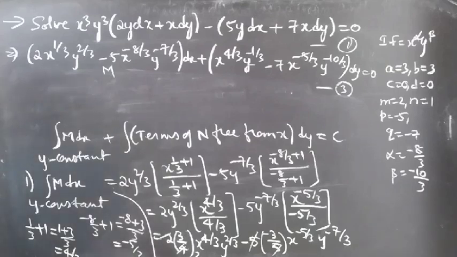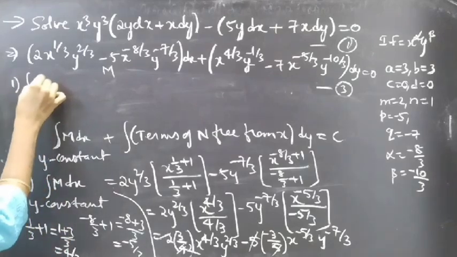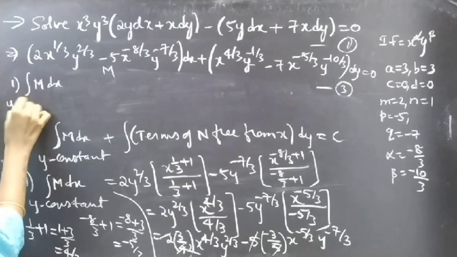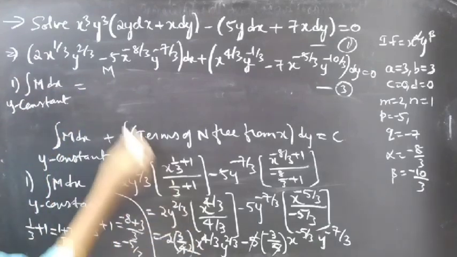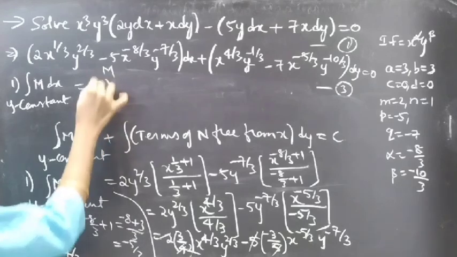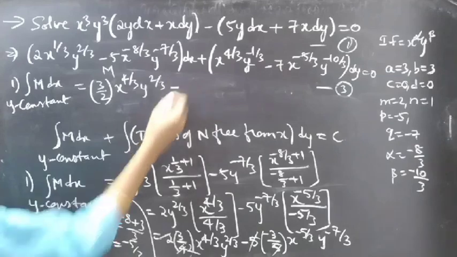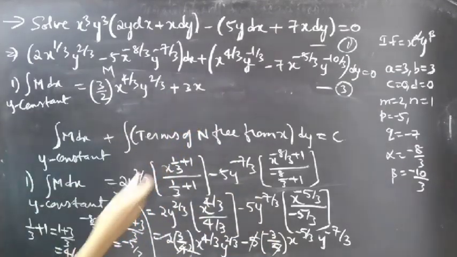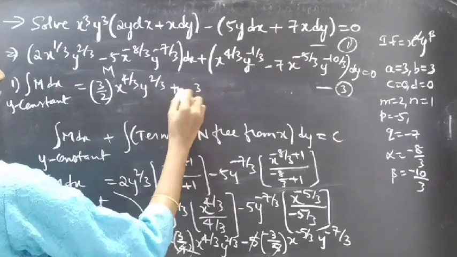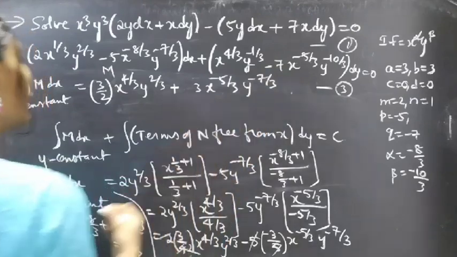This gives us, 2 2s are 4, so you will get 3 by 2 into x power 4 by 3 y power 2 by 3 plus 3 into x to the power minus 5 by 3 y to the power minus 7 by 3.